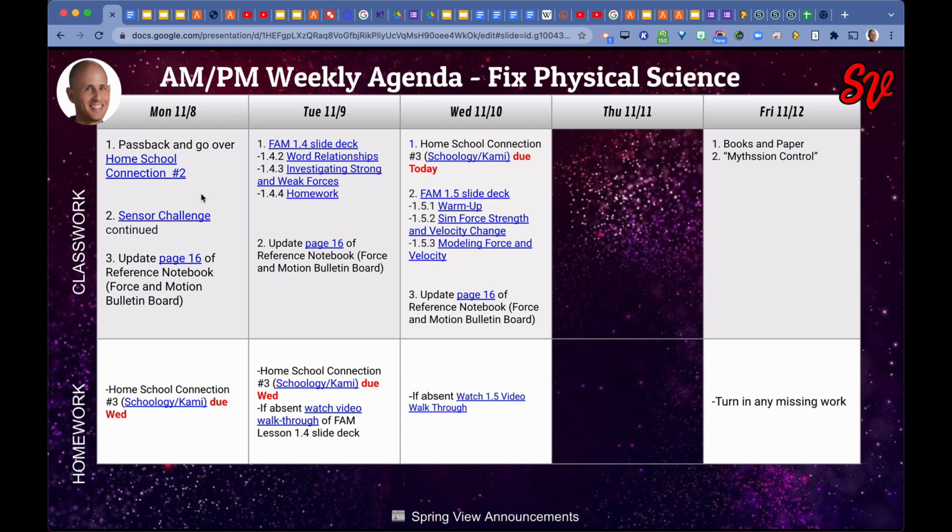Okay, so we went over homeschool connection number 2 from the previous week, and we used the sensor challenge to show how an object can roll down an incline that's slightly elevated at pretty much a constant speed. We used the sensor to determine and prove that. We then updated page 16 of the reference notebook. I'll show you more of that a little bit later.